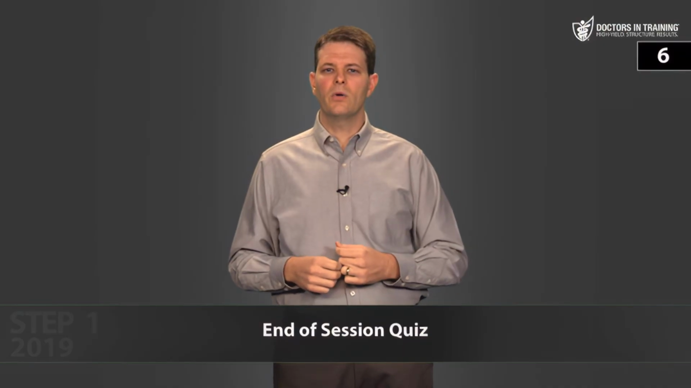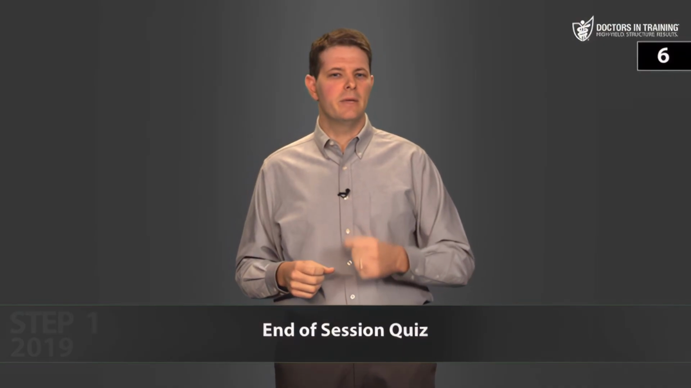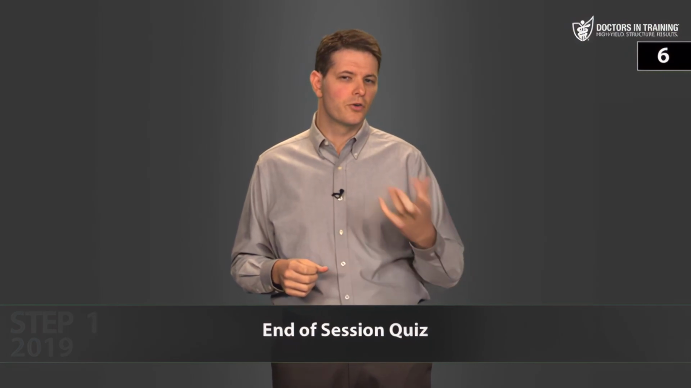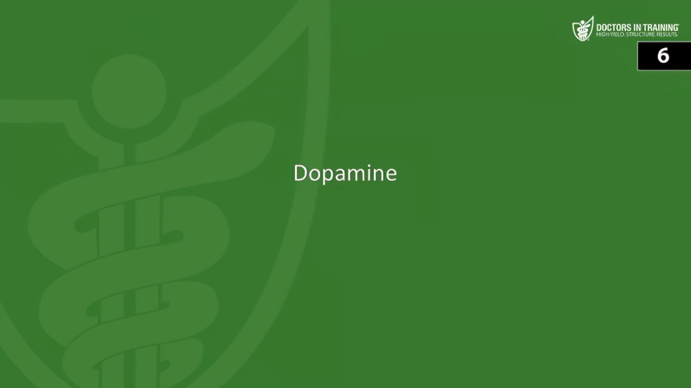Next, a 28-year-old chemist presents with MPTP exposure. What neurotransmitter is depleted? Well, the neurotransmitter depleted is dopamine. Remember, MPTP is converted to MPP+, and that destroys the dopaminergic neurons in the substantia nigra.